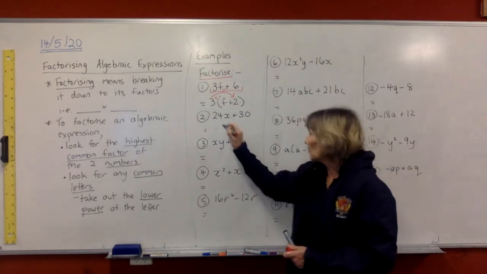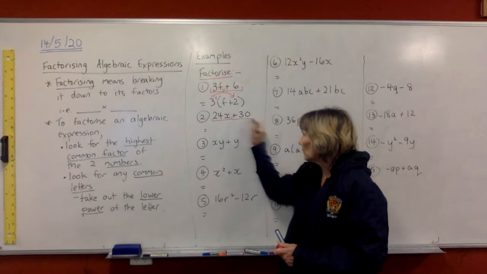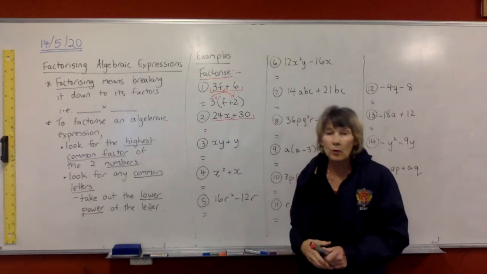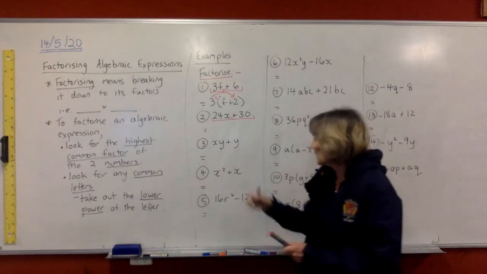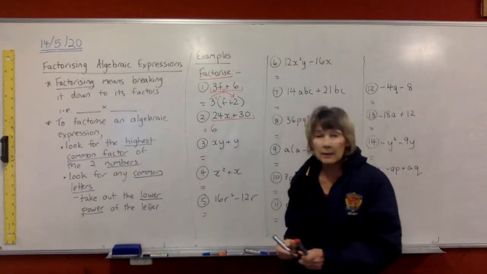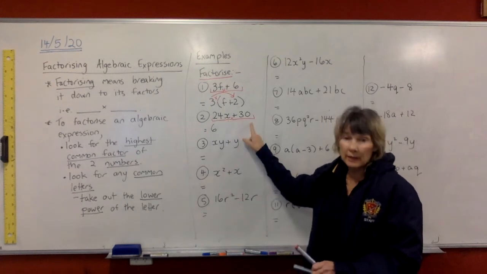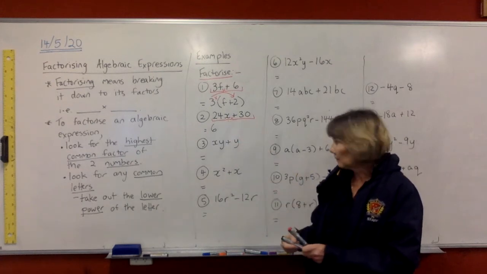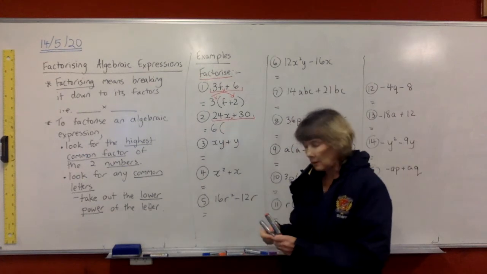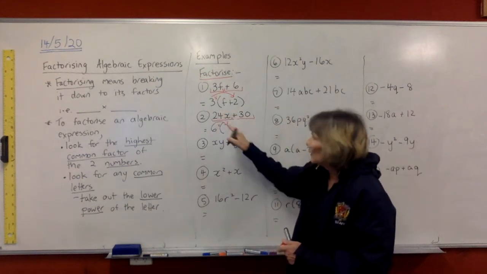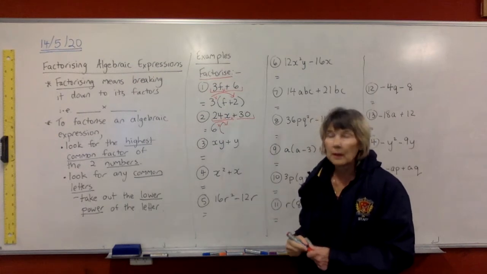So let's look at the next one. We have 24x plus 30. The highest number that goes into 24 and 30 is 6. So we're going to take that out. There are no letters that are common. This has an x, but this doesn't have any letters, so no letters are common. So that's all we're taking out. So think about it. It's 6 times what gives you 24? That would be 4.